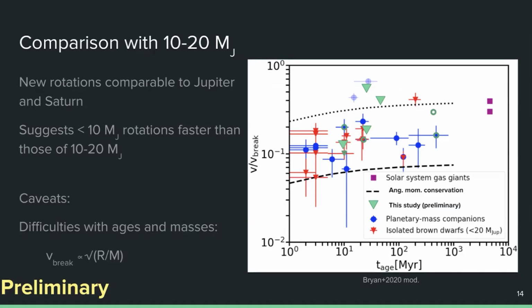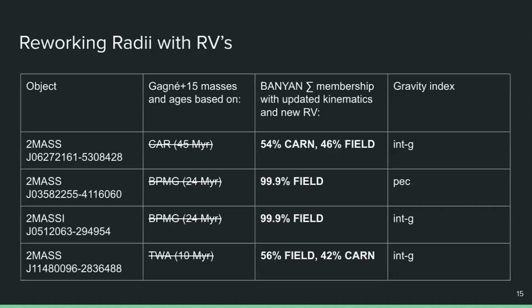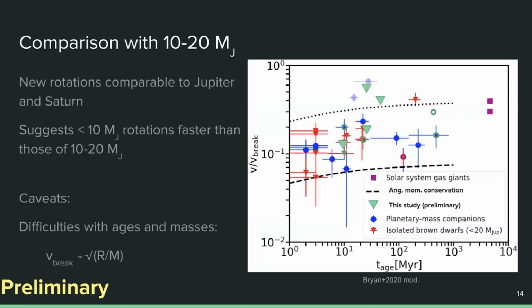Now, regarding the ages and masses, this is something that I'm going to continue working on using the updated kinematics we have from Gaia, for example, and the new radial velocities that I've measured. I'm finding that previous age and cluster membership attributions for these objects are not accurate. So I need to do a better age calibration on these objects, get a better mass and radius, and be able to give you error bars on this plot.